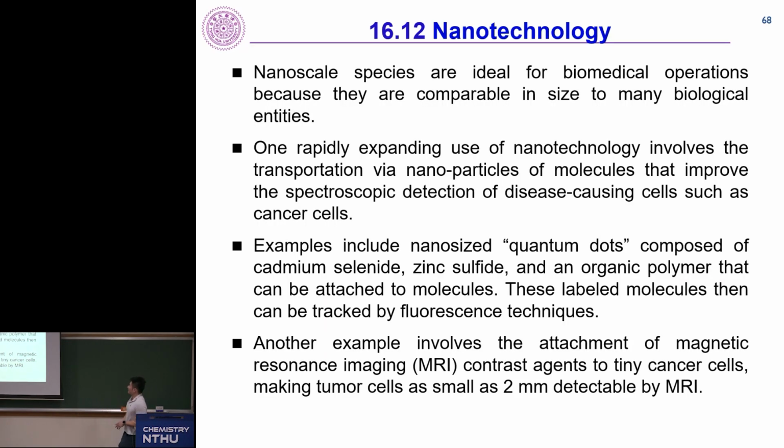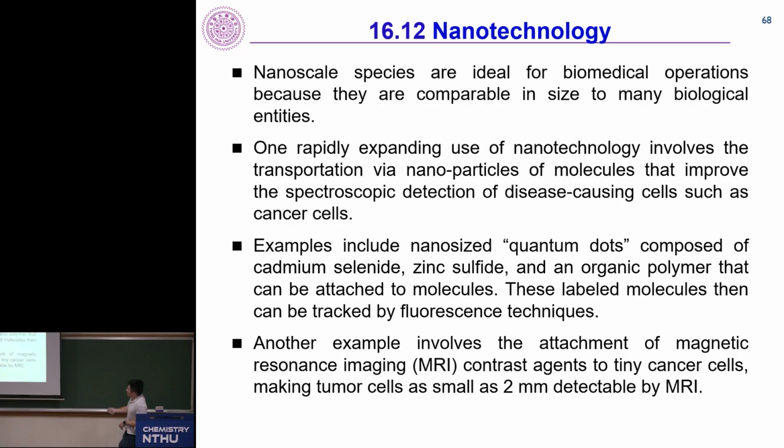So summarizing up, but not yet. Nanoscale species are ideal for biomedical operations because of their size. And one expanding area involves materials that can increase spectroscopic detection for disease-causing cells, like infrared detection and so on. But another thing that is very interesting is called quantum dots.